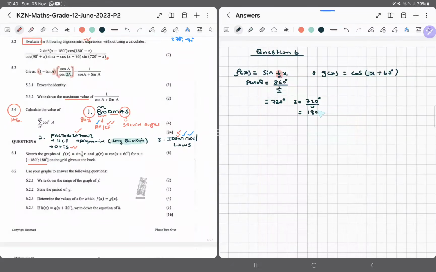Okay, so we can see that between two critical values, be it an x-intercept or a turning point, this would be the period of 180. So this concept is very important. Okay, now for G of x, what do we see? We will see that the period is going to be 360 degrees divided by 1, which is equal to 360 degrees.